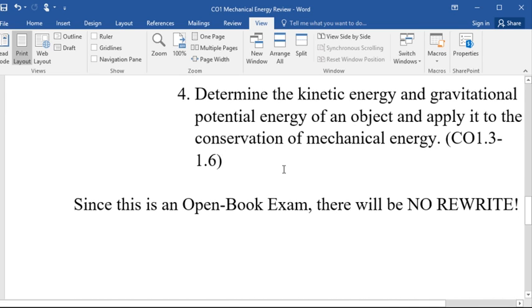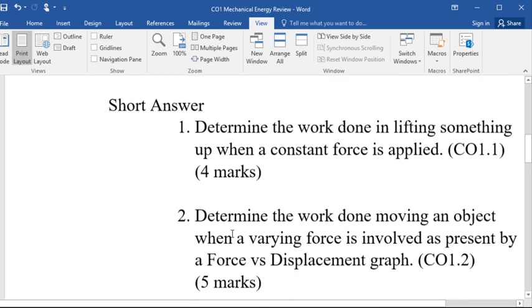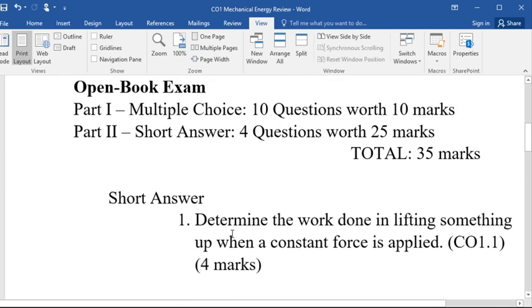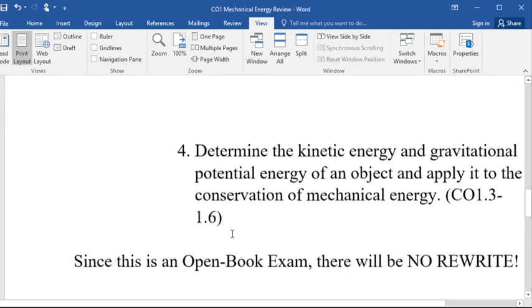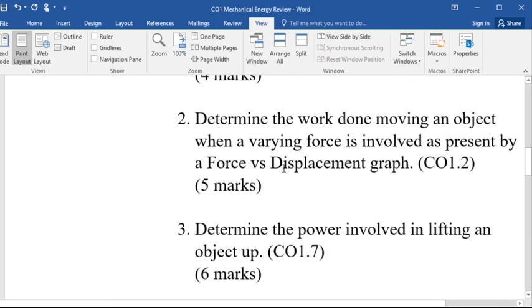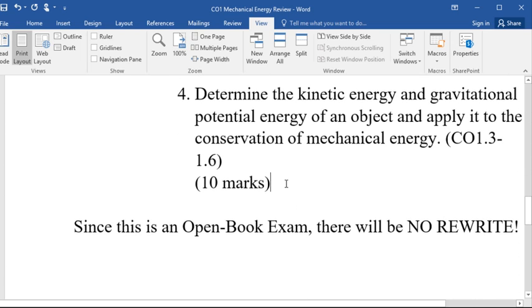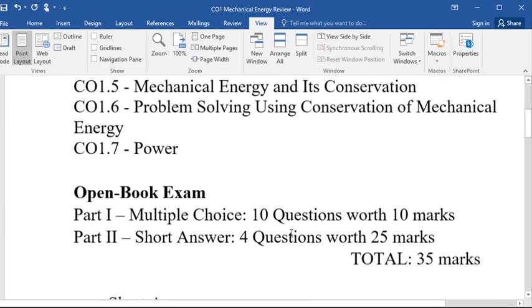So the remaining marks, I think, fall into this. I didn't label it here, but whatever is left over here, so 10 marks here, I guess, would be included for this section here. Okay, so let's see, 10, 16, 25, yes, so 10 marks for that last question here. And of course, since this is an open book, no rewrites, because you are allowed to use your notes, etc.